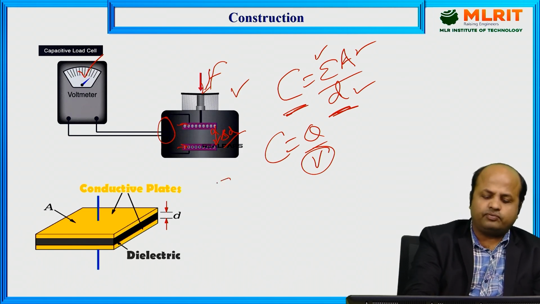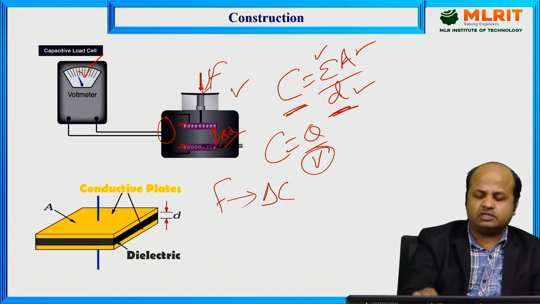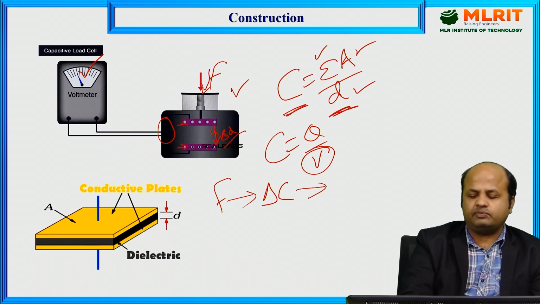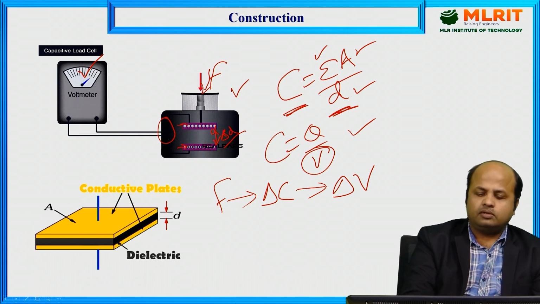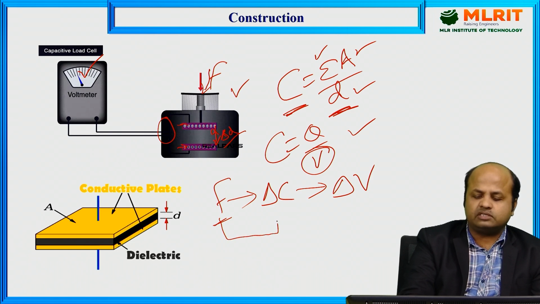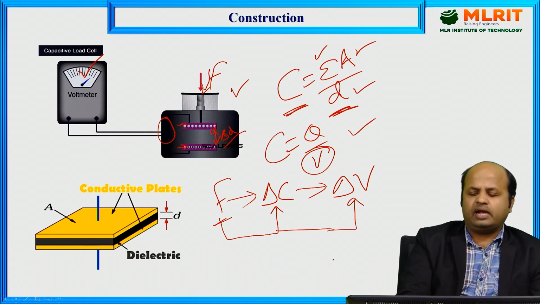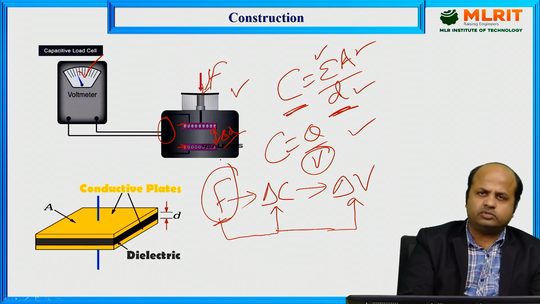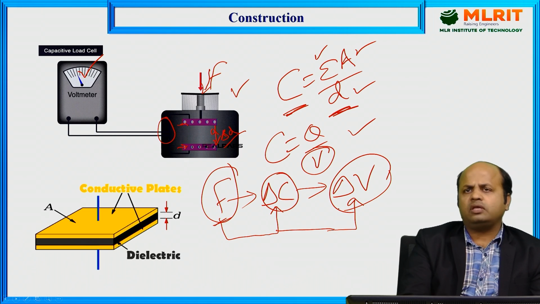So what is happening? First we are applying the force. Force is being converted into a change in capacitance. This change in capacitance gives the change in voltage by using this formula. So indirectly, this force is first converted into capacitance, and this change in capacitance is easily calibrated in terms of voltage, and we can easily see the magnitude of force in terms of change in capacitance and change in voltage. So in this way we can design a capacitive transducer.